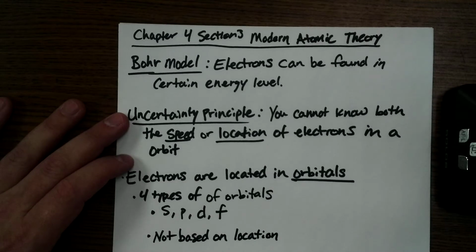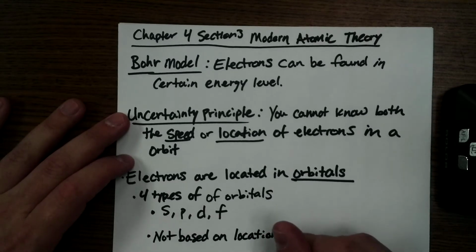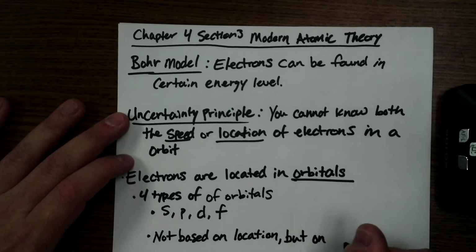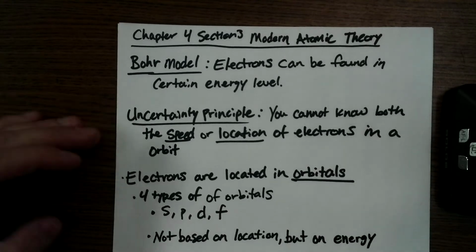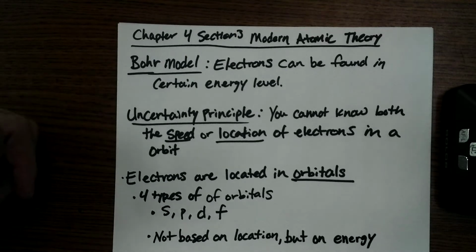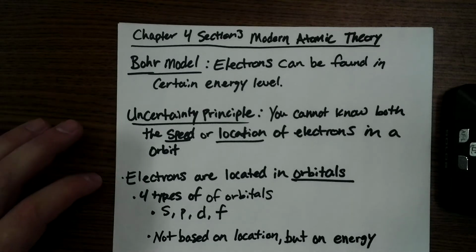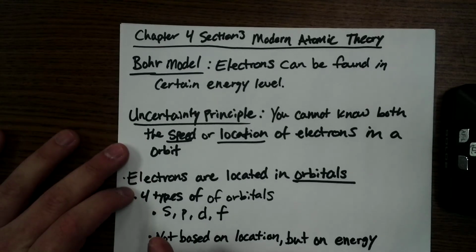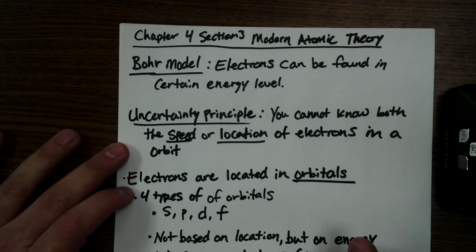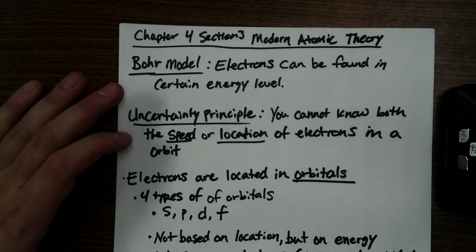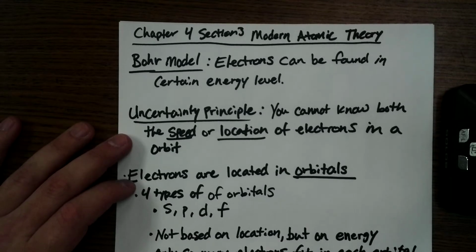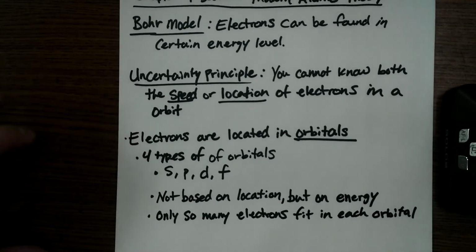But actually they're based on the energy. Therefore, every orbital has a certain amount of energy associated with that orbital. Okay? And only so many electrons fit in each orbital. And we can calculate that, actually. All right? So, to calculate the number of electrons in each orbital, it follows a formula.